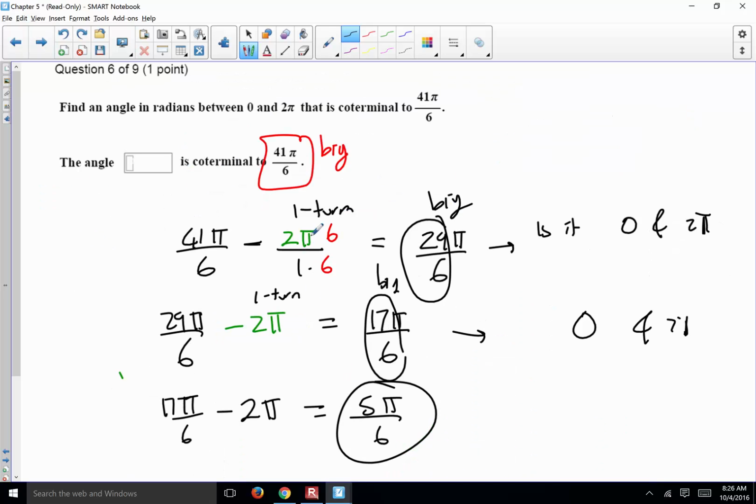How did I do this? I take one turn back at a time until I get something between 0 and 2 pi. But this may take a while if you do it one by one. My recommendation again: estimate 41 over 6 in decimals. It was 6.8, and every 2 is 1 turn, so I sense this is 3 turns. I took 3 turns back in one shot. Okay? Alright?